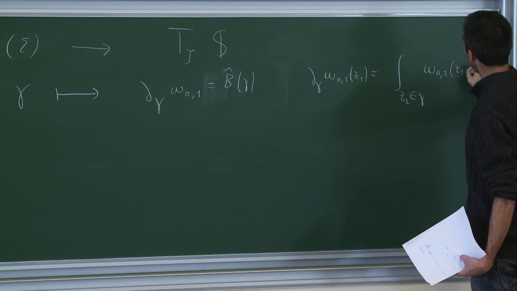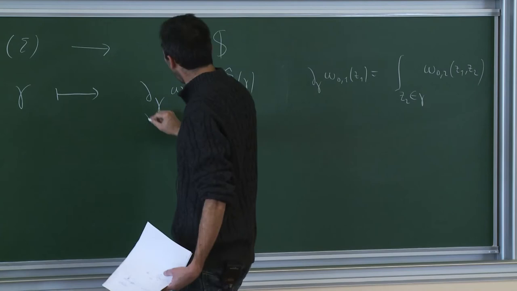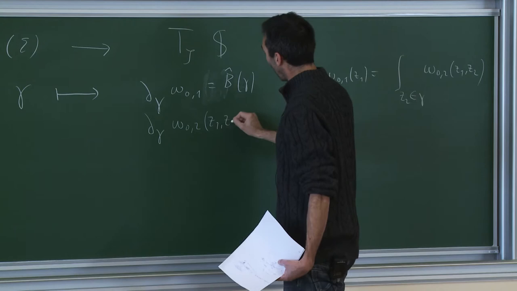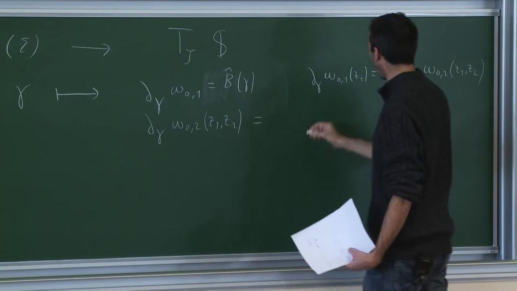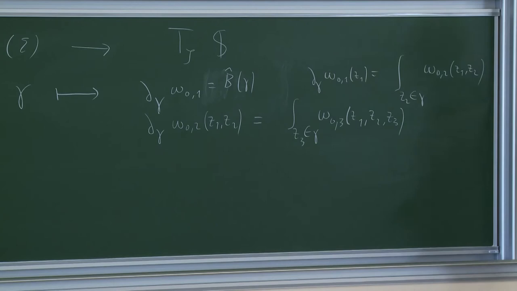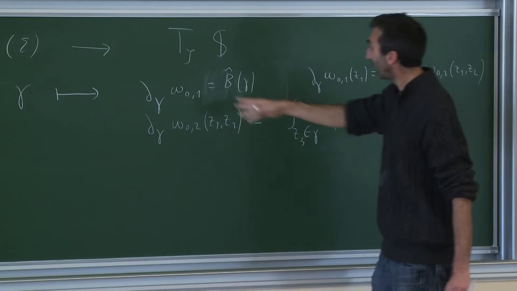That's the definition. Now I need to say how this acts on omega 0,2. Omega 0,2 has two variables, z1, z2. By definition of d gamma, this will be the integral of z3 belonging to gamma of omega 0,3 of z1, z2, z3. That's by definition. So basically, I define the tangent vector by how it acts on omega 0,1 and omega 0,2.